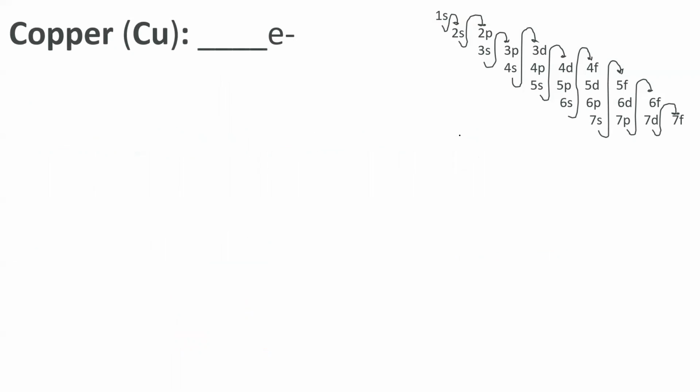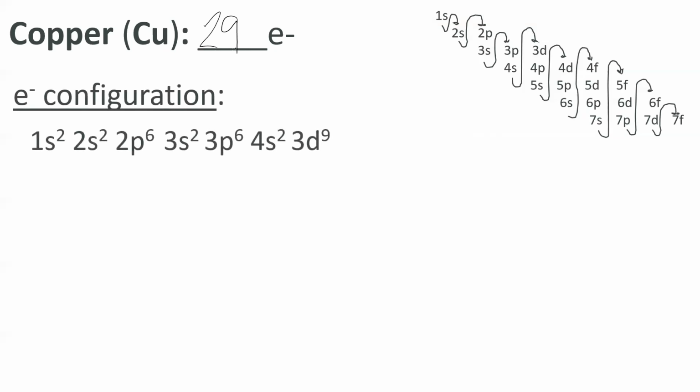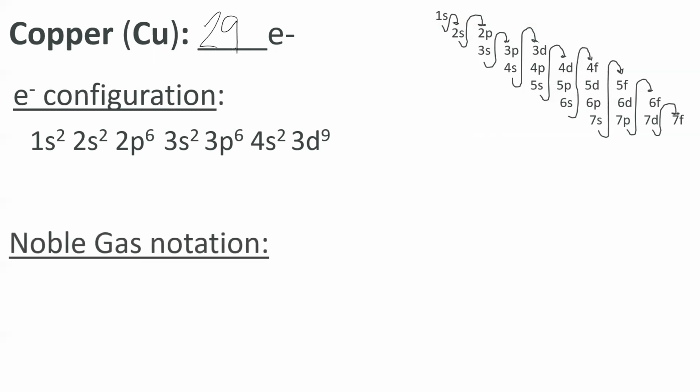Try copper, Cu, another one you've done before. 29 electrons. Refresh your memory. This is its noble gas notation. This is its electron configuration. You have to know that. The noble gas that comes before copper is argon. Argon goes up to 3p6. And then I just have to write the rest.